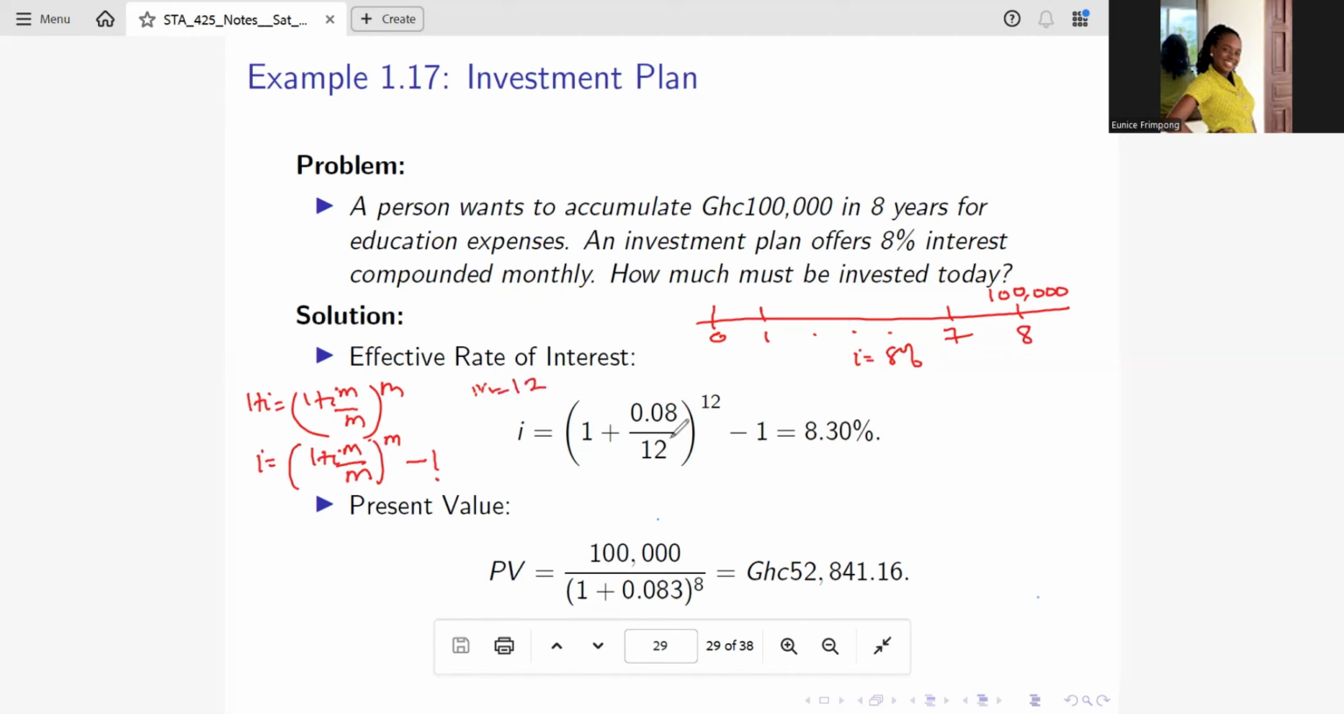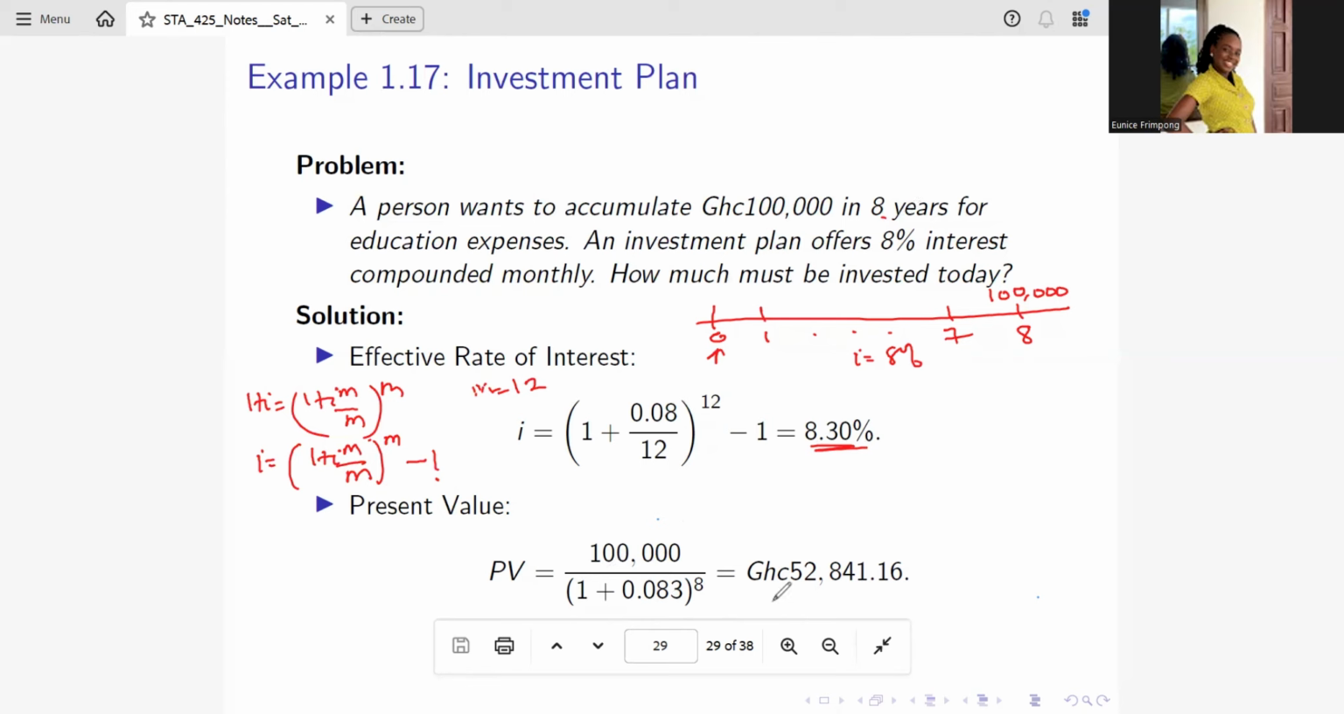Minus 1, okay? And that's giving us 8.3%. So the effective yearly rate is 8.3%. If that is the case, then the present value, which is the value at time 0, that is how much he must invest today, is this final money he wants to get, 100,000, divided by the accumulation function, which is 1 plus the interest rate, 8.3%, raised to the power 8, the number of years, okay?